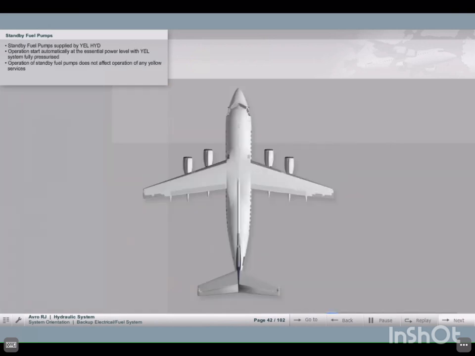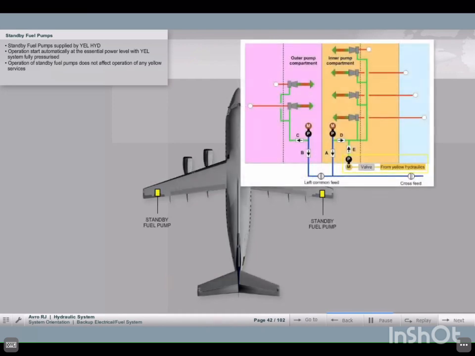The yellow system provides pressure for the hydraulically driven standby fuel pumps if the aircraft suffers an electrical failure to the essential level. With the yellow system fully pressurized, the pumps will operate automatically. Operation of the pumps does not affect operation of any yellow services.